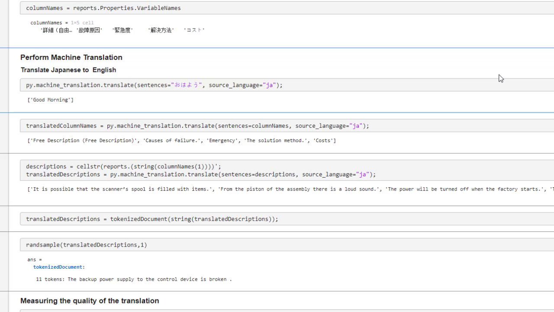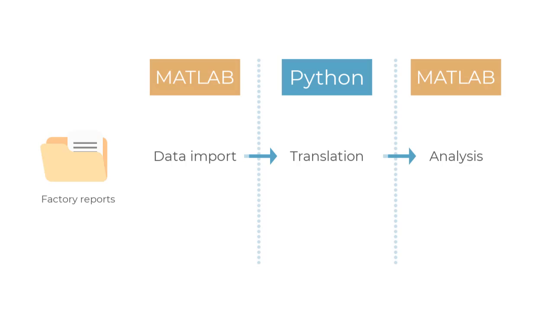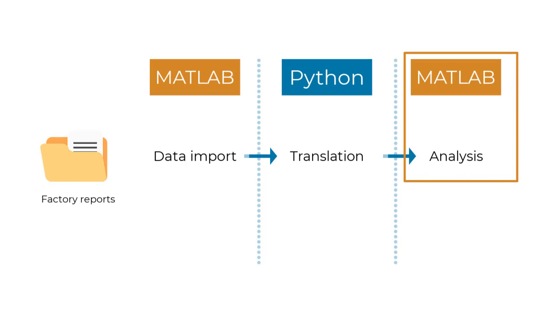Start with a simple translation, giving as input the Japanese word Ohio together with the source language, and obtain the translation to English. Now, translate the column names to English and see that the first column contains the description of the events. Select the first column from the table and use the translate function to obtain the English translation of the descriptions. After you have the translations, you can move to the analysis of the text using Text Analytics Toolbox.